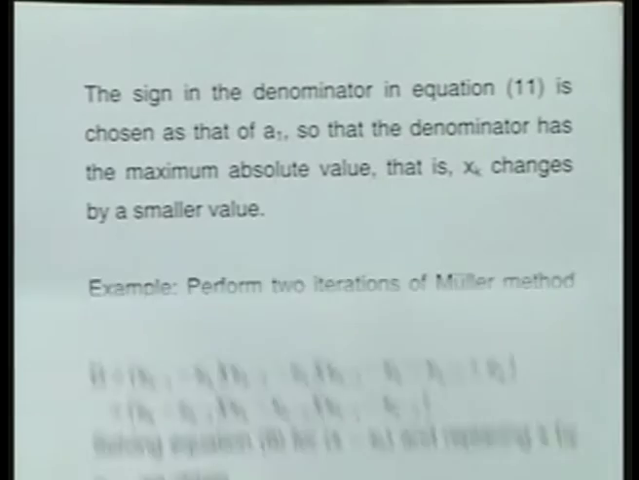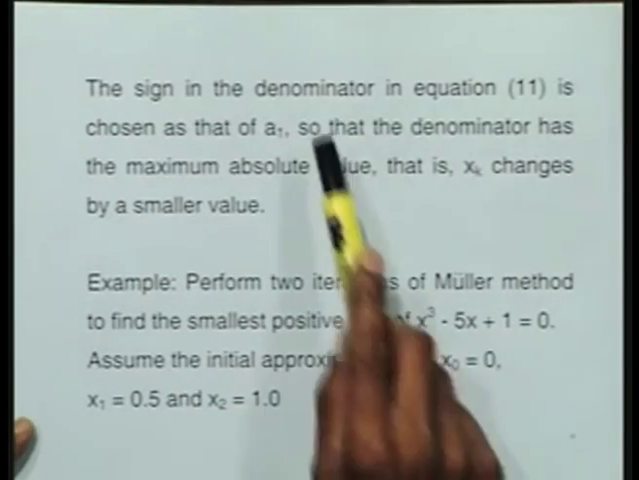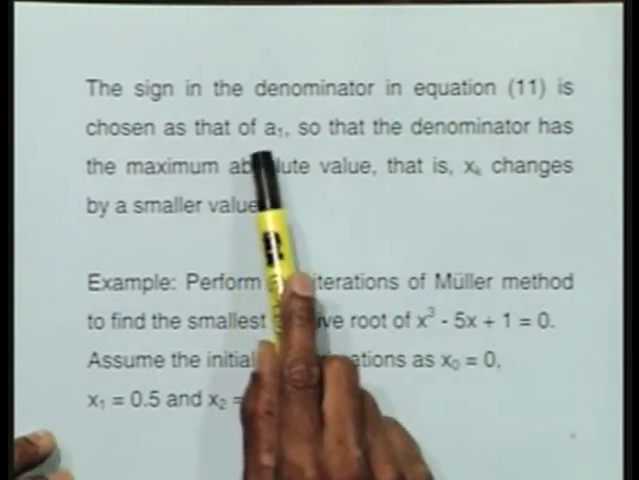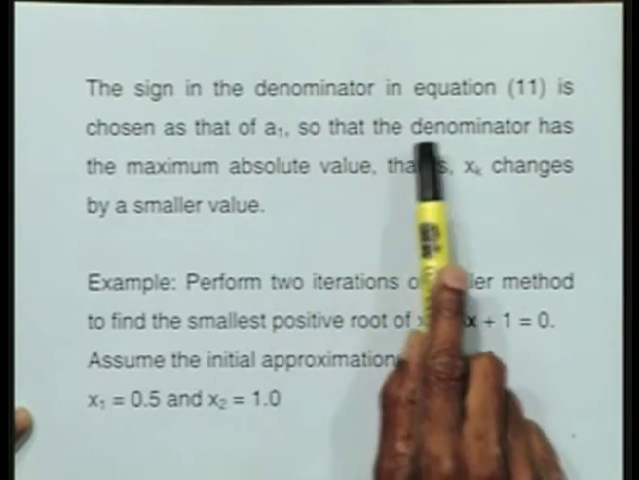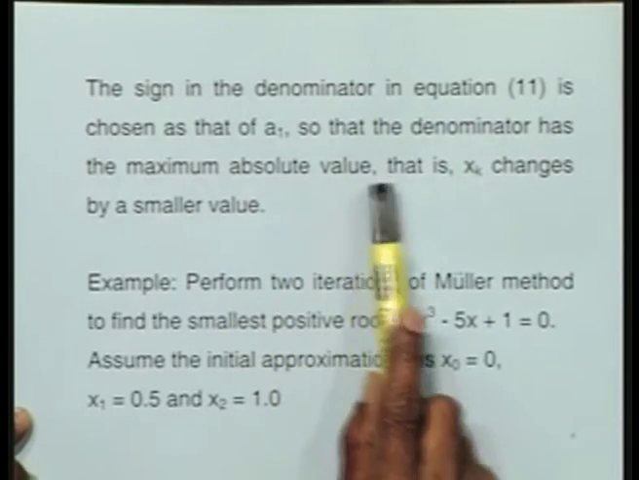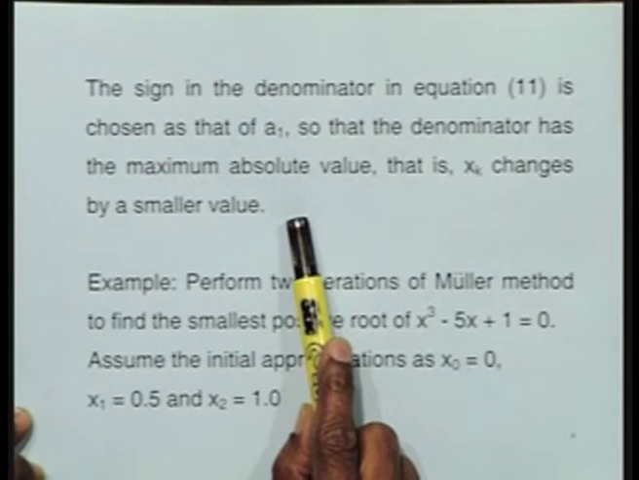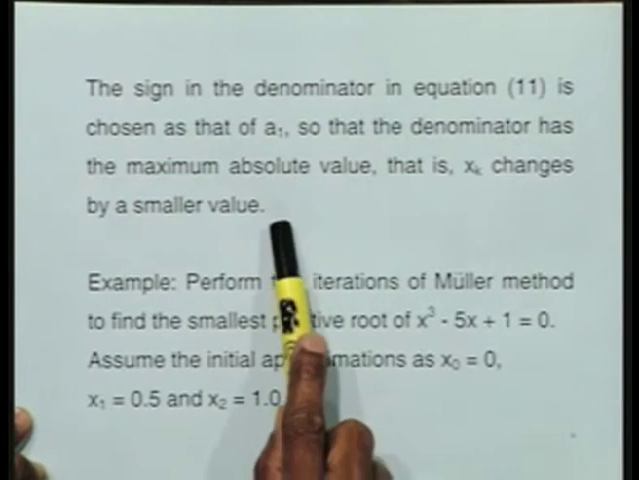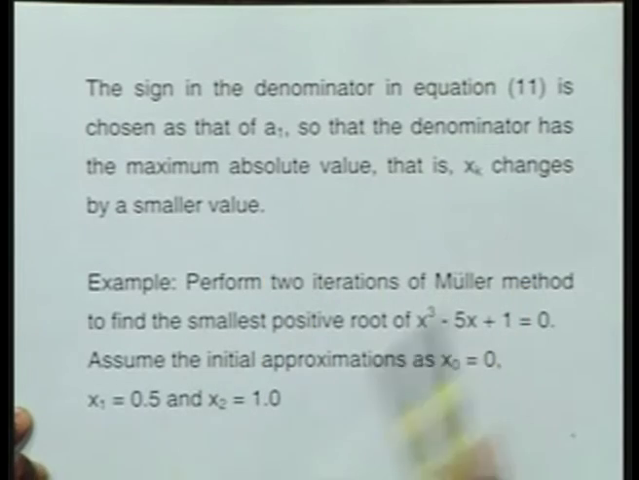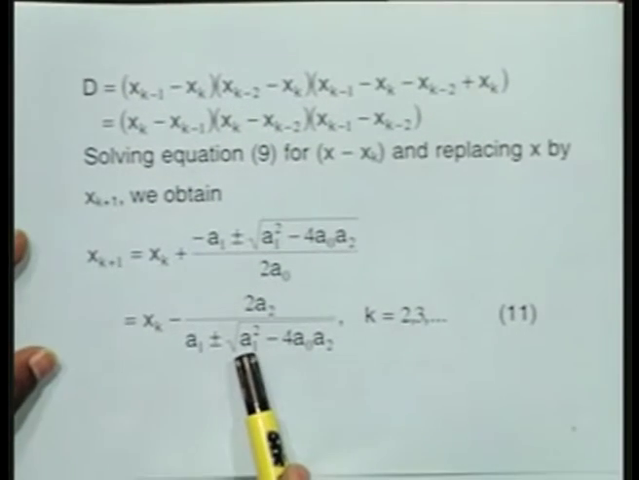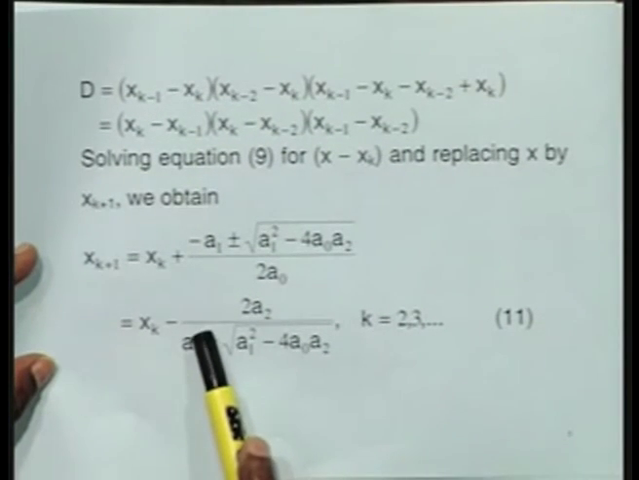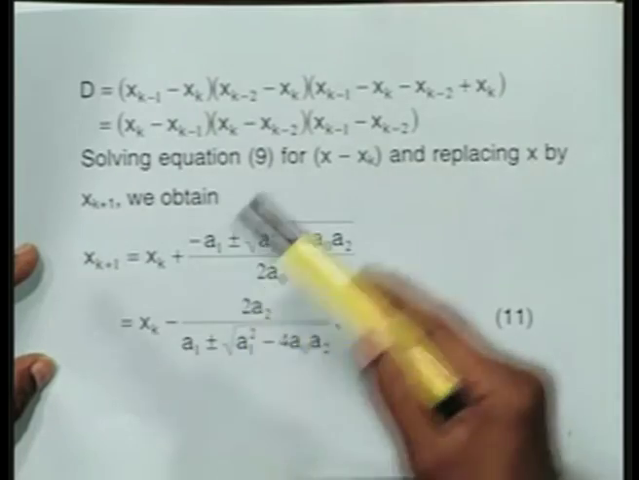Therefore that is what we had discussed here, that the sign in the denominator in this equation is chosen as that of a1, so that the denominator has the maximum absolute value, that is, xk changes by the smallest possible value. This will automatically determine throwing away of the other root, because the fact that we had rationalized it and brought it into this particular form means we are automatically throwing away the second root, since the other root is going to give a bigger change to xk. Therefore that is how we have solved the problem. Now let us use this method.